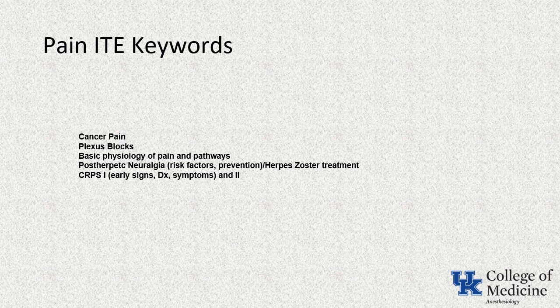This is a review of pain keywords that are commonly asked or missed on the in-training exam. Topics we're going to cover today include cancer pain, plexus blocks, basic physiology of pain and pain pathways, postherpetic neuralgia, acute herpes zoster, as well as complex regional pain syndrome type 1 and type 2.